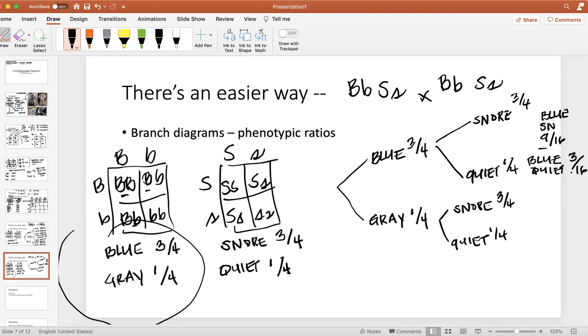Let's do this one. Gray snore. One times 3 is 3. 4 times 4 is 16. And a gray quiet. One times 1 is 1. 4 times 4 is 16. So you have a 9 to 3 to 3 to 1 phenotypic ratio, okay?